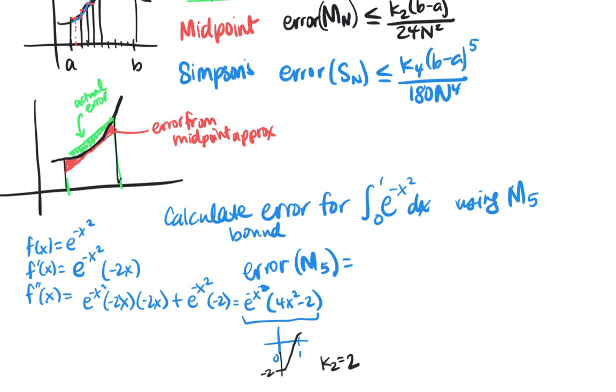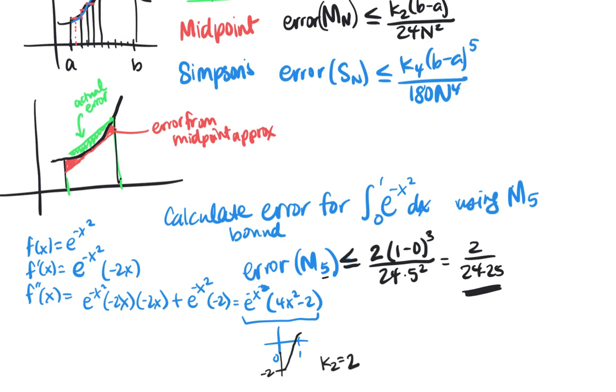So K2 equals 2. So 2 is a bound on the absolute value of the second derivative. So to do my error, the error is less than or equal to K2, which is 2, times b minus a, which is 1 minus 0, cubed, over, since I'm doing midpoint, 24 times the number of rectangles squared, which is 5 squared. So that's going to give me 2 over 24 times 25, whatever that is. And so that tells me the actual error will be less than this amount.